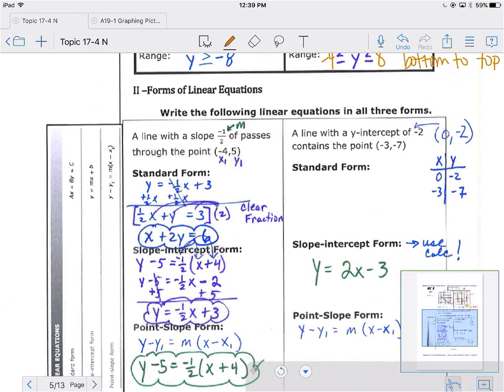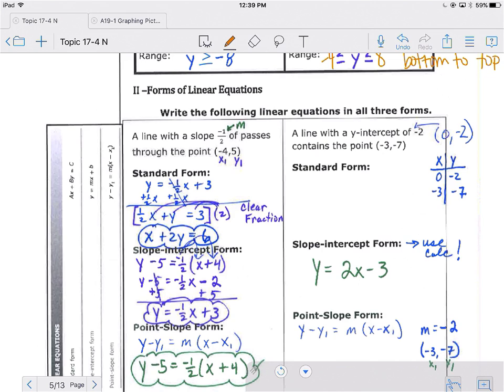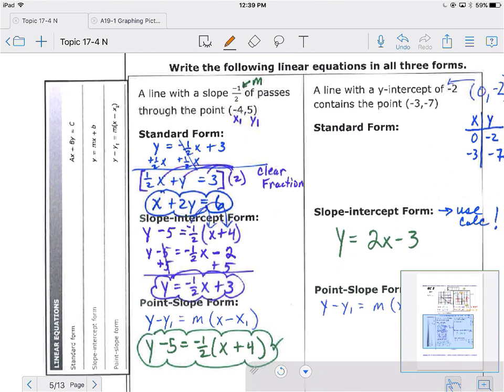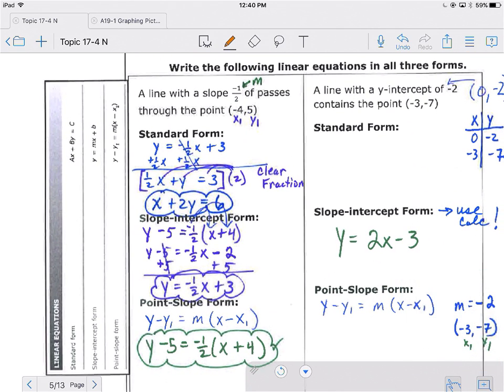All right, now the second thing we're going to look at is different forms of linear equations. And so we're looking at all three forms. This left example I'm going to go through, but not super clearly, quickly. So the first thing I know when I read this information is they're giving me a line with a slope of -1/2 that passes through the point -4, 5. So I'm given a point and a slope. A point and a slope.